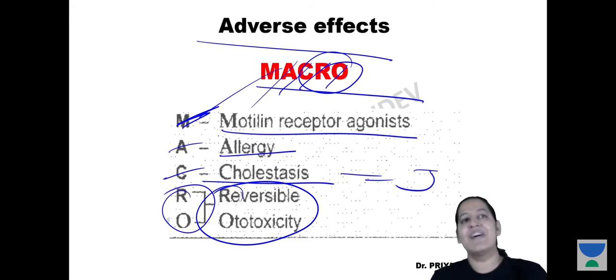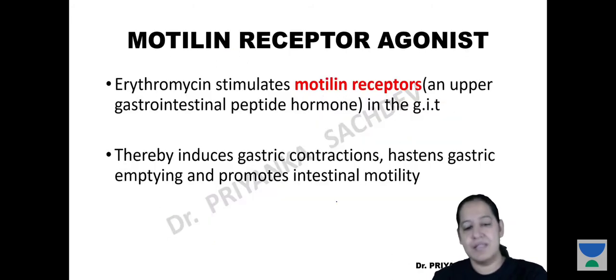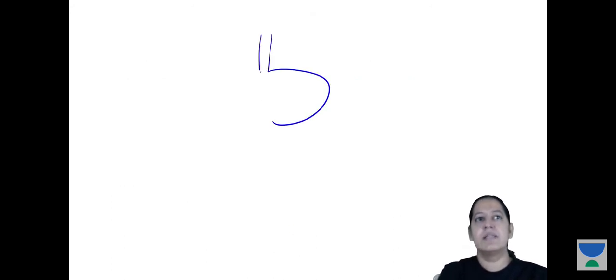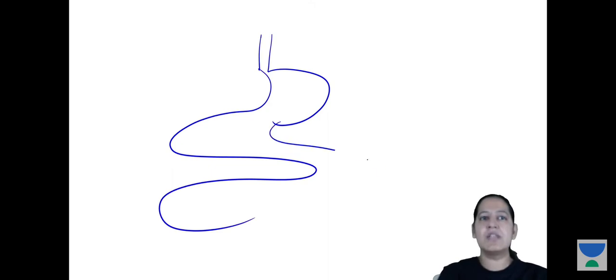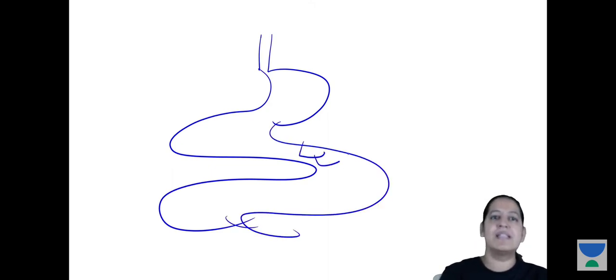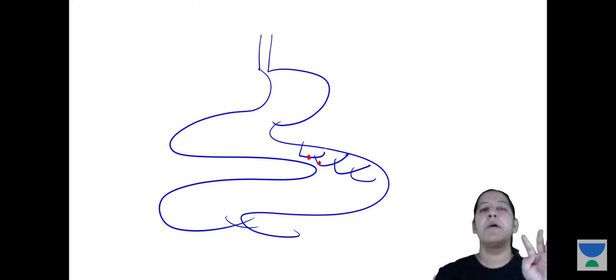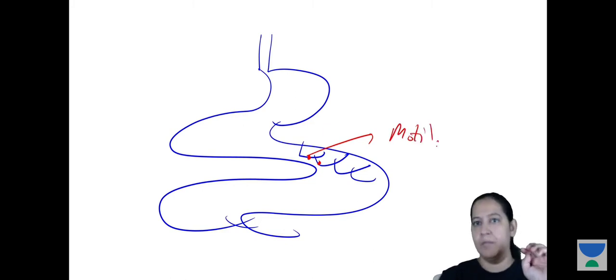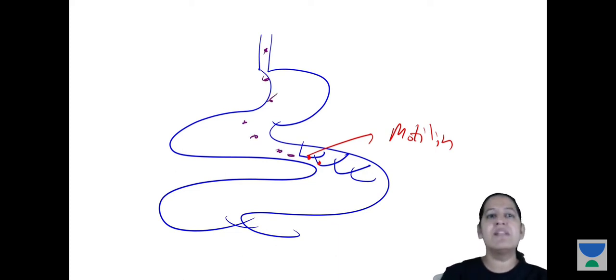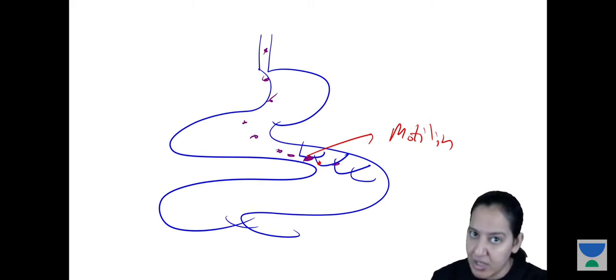So what is the first thing? Motilin receptor agonist. Listen, this is the human intestine: esophagus, stomach, intestine. On the human intestine cells, certain receptors are present. Normally inside me, inside you, everyone, it is present. The name of this receptor is motilin. Normally these are inactivated. But whenever you take a tablet of erythromycin, erythromycin will go and stimulate these receptors. These are motilin receptor agonists.